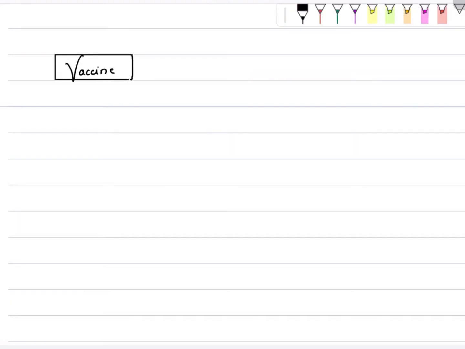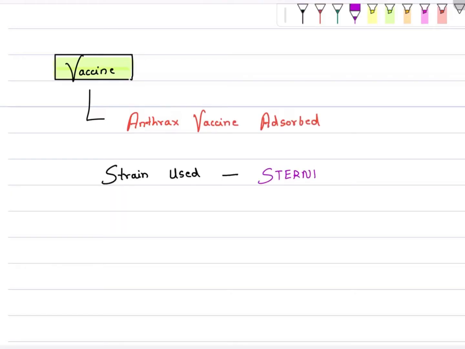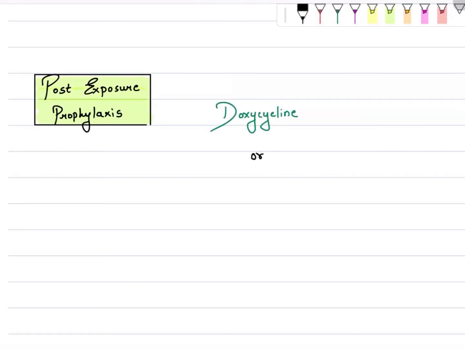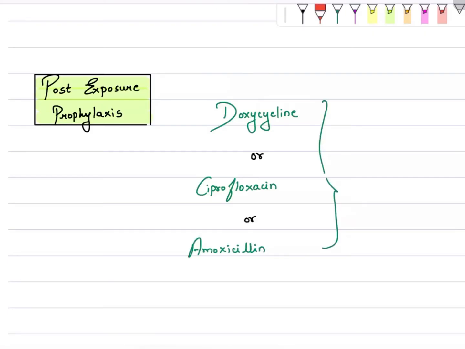Let's talk about vaccine. Anthrax vaccine adsorbed is used. A strain like the Sterne strain is used in this vaccine. Let's talk about post-exposure prophylaxis. 3 drugs can be given like doxycycline or ciprofloxacin or amoxicillin. These drugs should be given for 60 days.